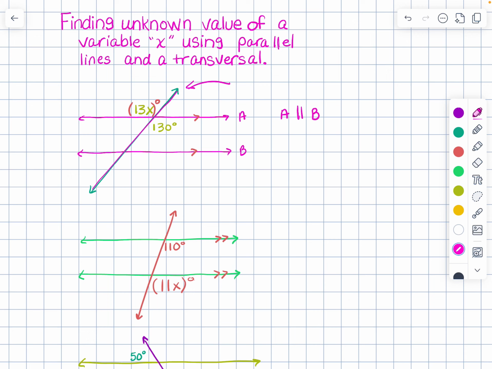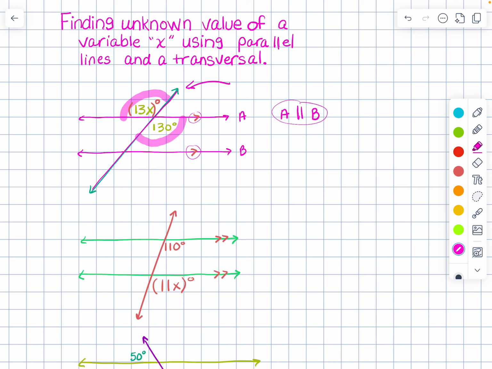And you either have to be told this or you need to look for the clues. And these symbols right here tell you that those two lines are parallel to each other. Okay? So now we know that because of vertical angles, this angle is equal to this angle. Those two angles are congruent because they are vertical to each other.